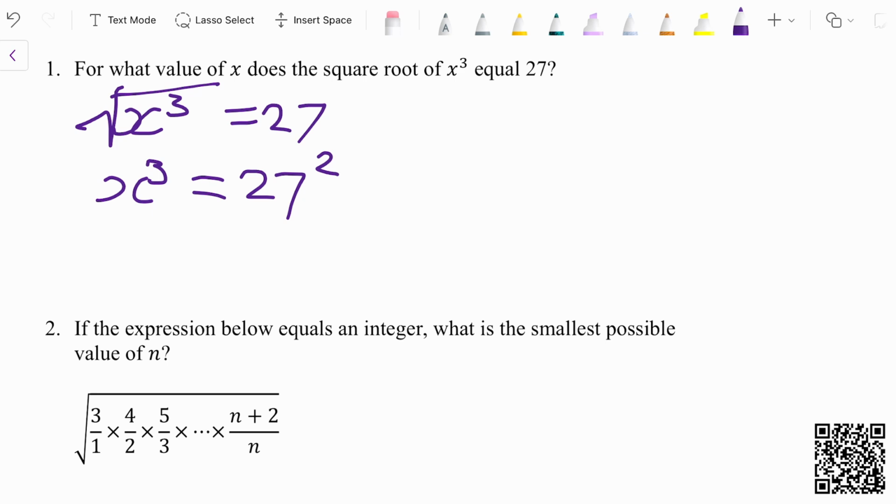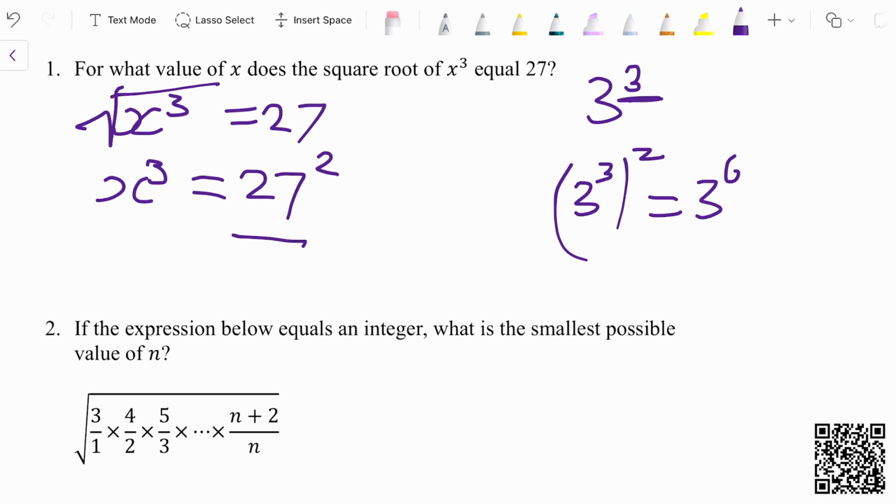Hint, hint, wink, wink. Because 27, you can write this as 3 to the power of 3. And why am I doing this? One, big numbers suck. Two, if we rewrite 27 to the second in terms of 3, you would get 3 to the third to the second. And when you get 3 to the third to the second, it is also equivalent to 3 to the sixth. And 3 to the sixth is divisible, well, 6 is divisible by 3, so you can actually split it.